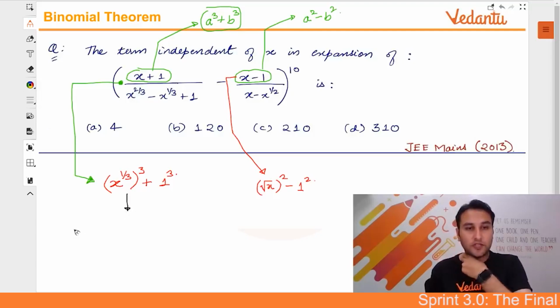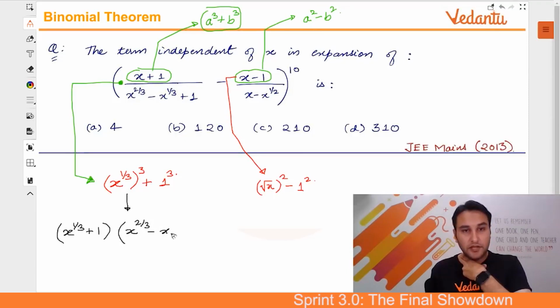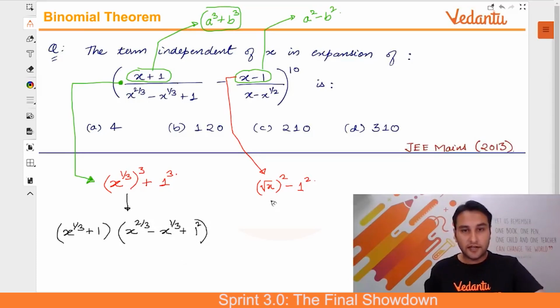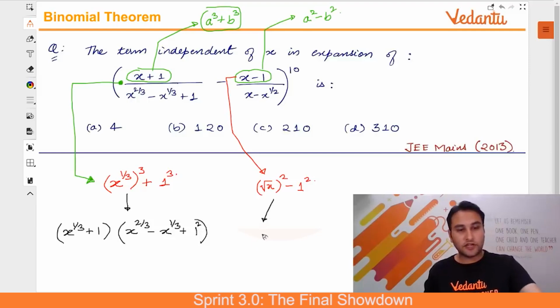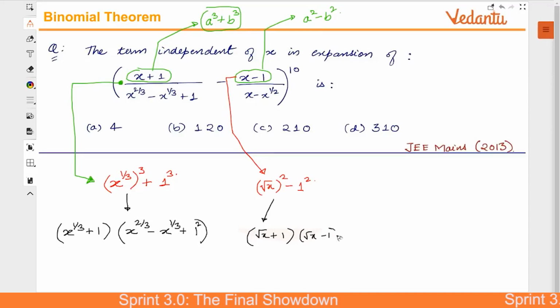a cube plus b cube कितना होता है? (a plus b) into (a square minus ab plus b square). Agree? And this can be written as, ये कितना हो जाएगा आपका? This will be (root x plus 1) into (root x minus 1). Very simple. Suddenly what happened? आपका ये denominator and this will get cancelled out.